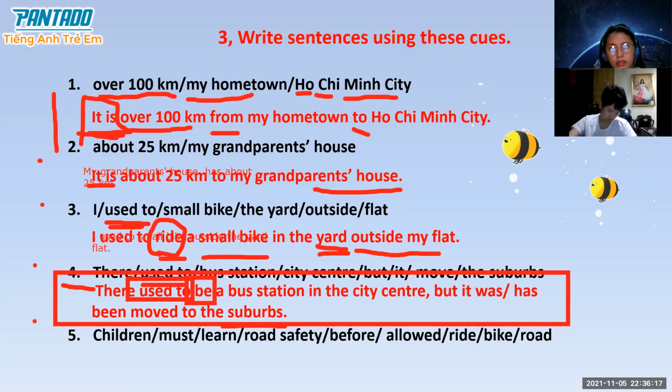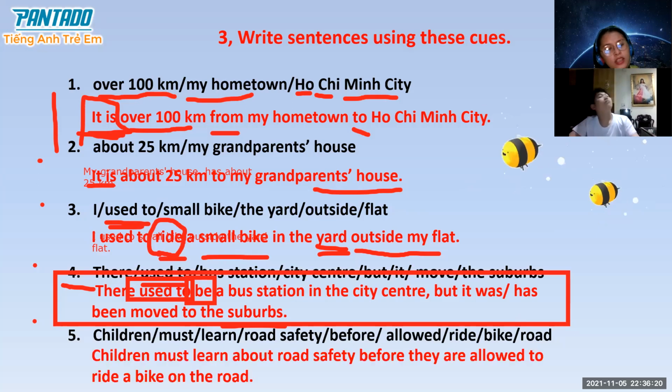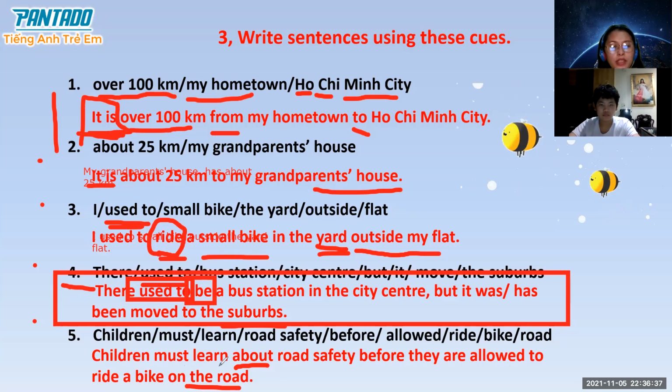Okay, so here for number 5, that is children must learn about road safety. So we add the word about road safety before they are allowed to ride a bike on the road. So do you see the thought there? Children must learn about road safety, so the safety rules and safety measures on the road, before they are allowed to ride a bike on the roads to avoid accidents. Okay, we just add the word about, then the road.